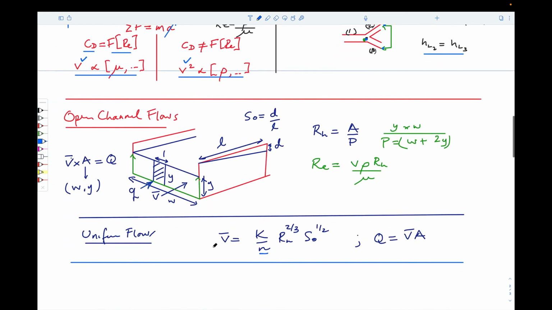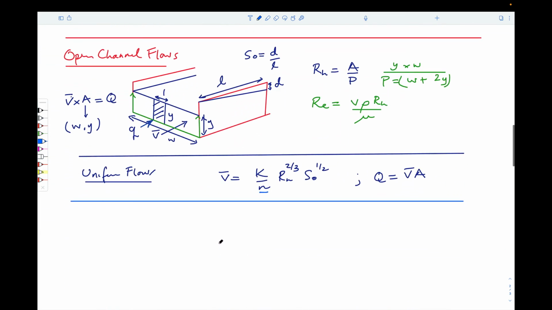So the third and final topic is open channel flows. We've talked about open channel flows and gradually and rapidly varying flows. Only open channel flows and gently varying flows are used on this particular test. And so these are the expressions that you would need to understand. We know that the volumetric flow rate is equal to the average flow velocity within the channel multiplied by the cross-sectional area. The cross-sectional area would be the width times the height of the flow.